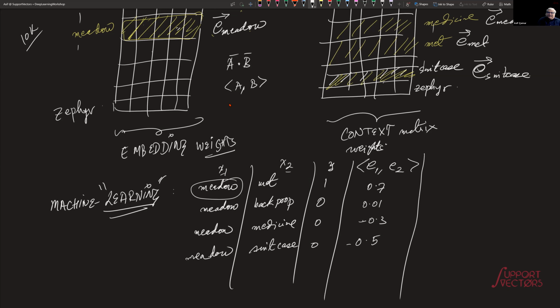Then you do something else. You either do sigmoid or you do softmax. And what it does is, it will amplify the biggest of them. It will make it a probability, a number between 0 and 1 in both these situations. So it doesn't matter, I'll just write sigmoid here. Meadow met will be, let's say, 90%. This will be like 3%, and so on and so forth, small numbers.